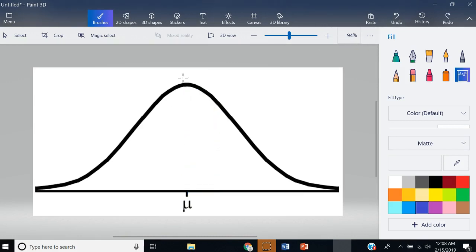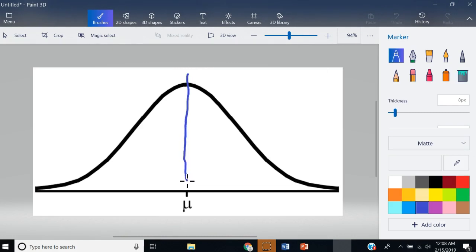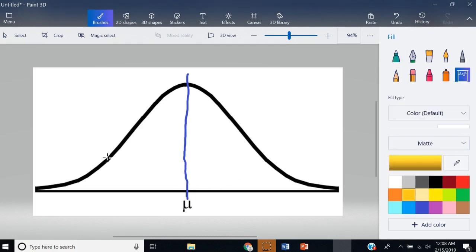However, notice this about the normal curve. It's symmetric at the mean. So if I were going to do this area in yellow, well, we know the total area under the curve is 1. And so that yellow area is 0.5 because the left half and the right half have to be equal. So the yellow area we know is 0.5.